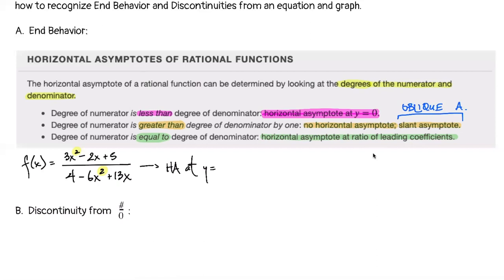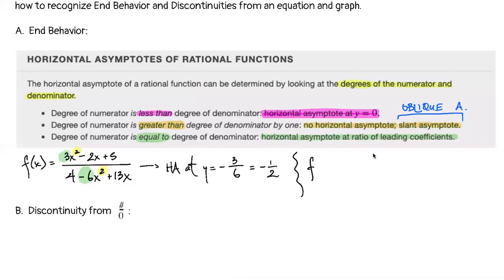So the leading coefficient on the top is the 3, because that's the coefficient of the leading term. And the leading coefficient on the bottom is the one that goes with the highest power. So it's -6. So we can say that there's a horizontal asymptote at y equals -3/6, or we would reduce that to -1/2. Okay? That's sort of an example of how we use this rule.